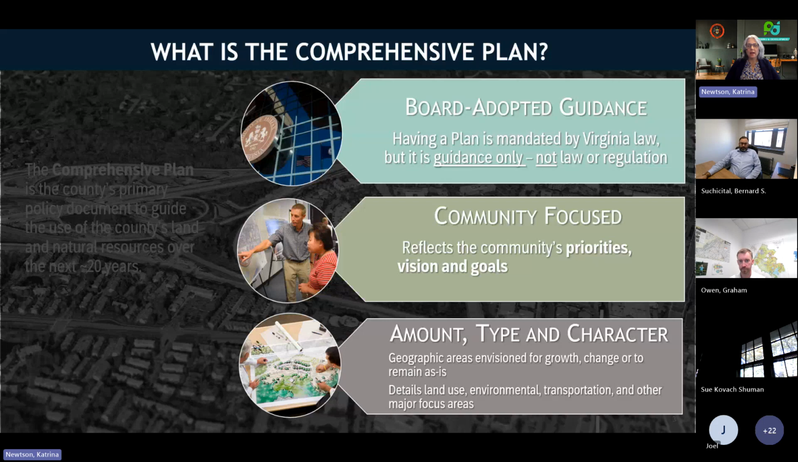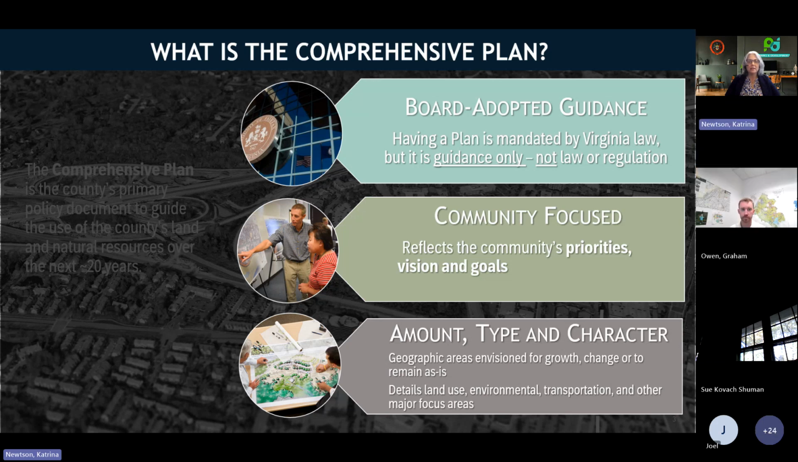Okay, so before I dive into what SSPA is, I did want to mention that our focus today is long-range comprehensive planning. For those of you that are not familiar, the comprehensive plan is the county's primary policy document about the built and natural environment, and it's used to guide the uses of the county's land and natural resources over the next 20 years. It is a guide for decision-making that reflects the community's vision and goals.